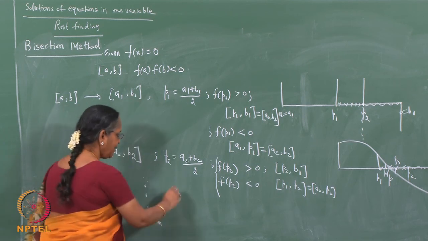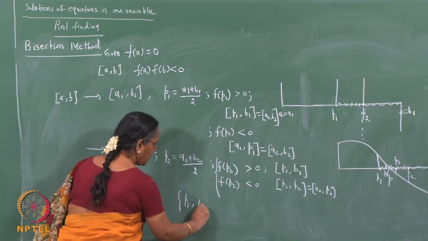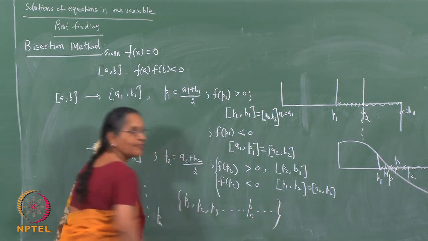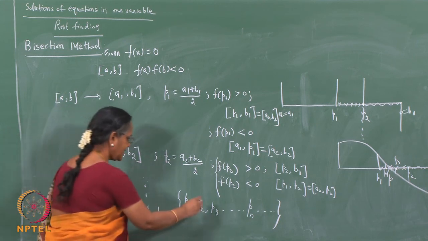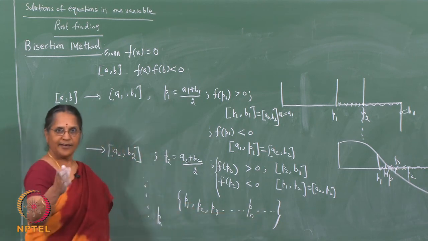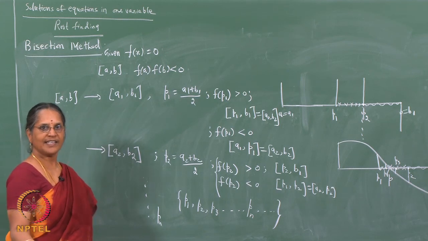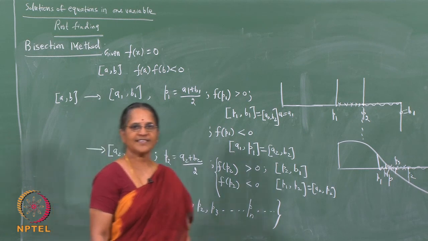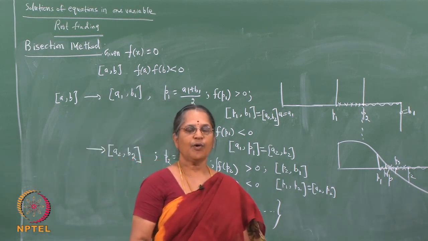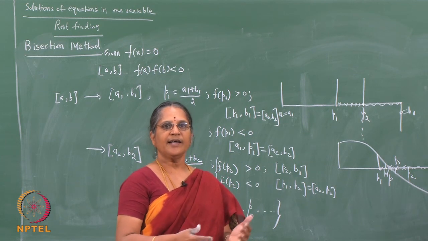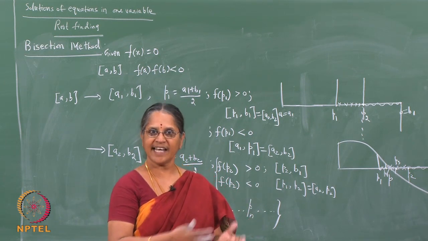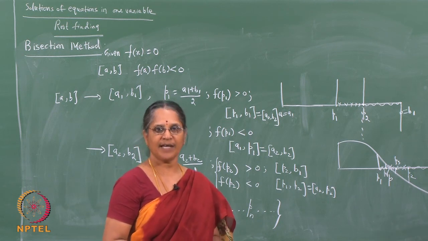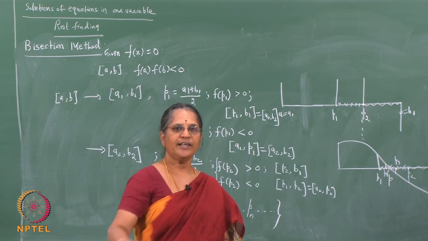So, the bisection method generates a sequence of iterates for the root of the equation. The question is, does this sequence converge? If it converges, does it converge to the exact root of the equation f of x is equal to 0? And what is the rate at which this convergence takes place? Is it faster or slower? All these questions have to be answered, and we will continue in the next class.